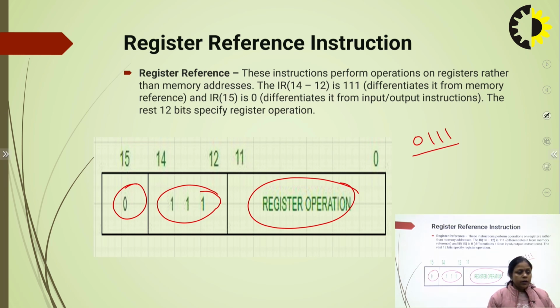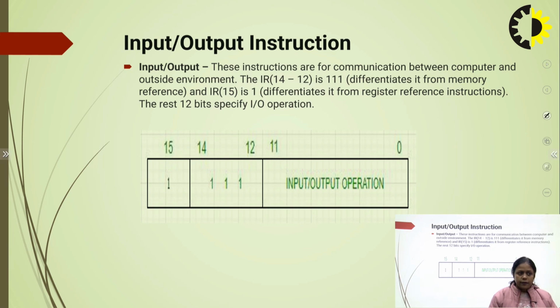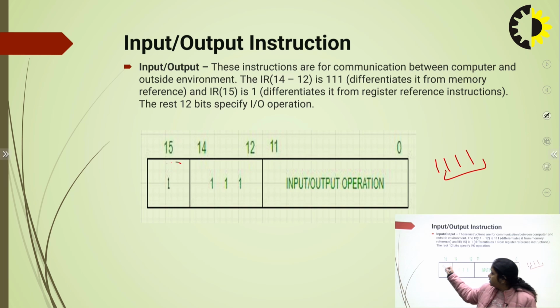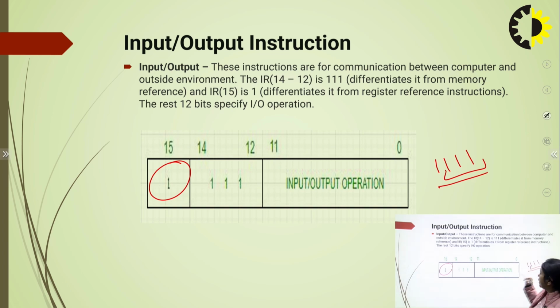Always remember it. The next type is input output, where we have the combination 1111. The opcode value will be 111, but the direct indirect bit, which I have already told you is the mode bit, will be 1. So if the combination of the mode bit and the opcode bits is 1111, then the input output instruction is possible.